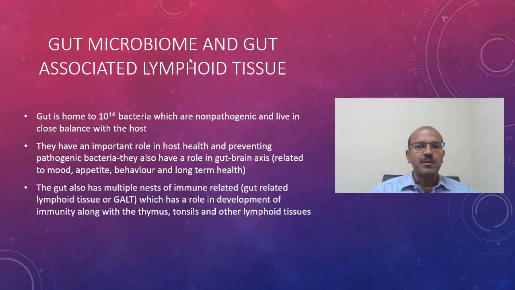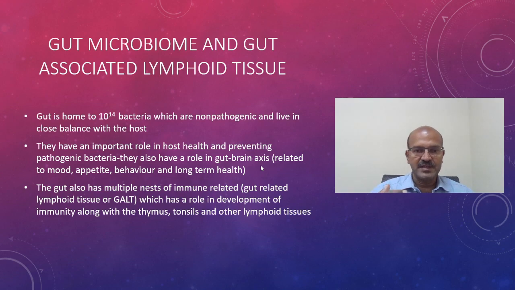We have the gut microbiome and the gut associated lymphoid tissue closely associated with the digestive system. So the gut is home to 10 to the power of 14 bacteria. We have more bacteria in the gut than we have cells in the body. These are non-pathogenic, they live in close balance with the host. They have an important role in the host health, and they prevent pathogenic bacteria from colonizing. They also have a role in the way our gut-brain axis works.